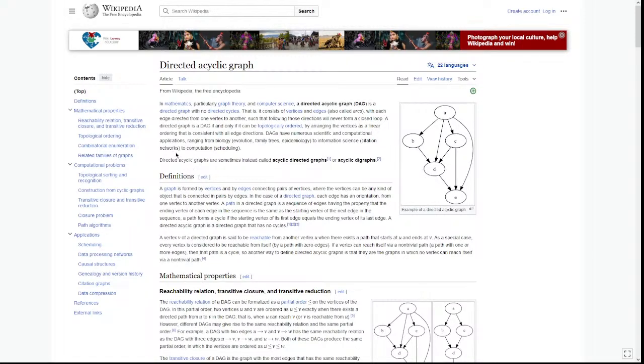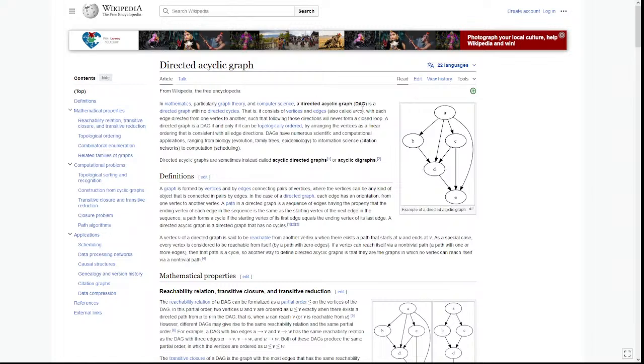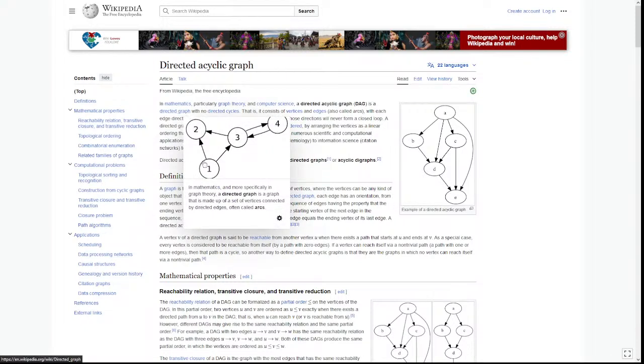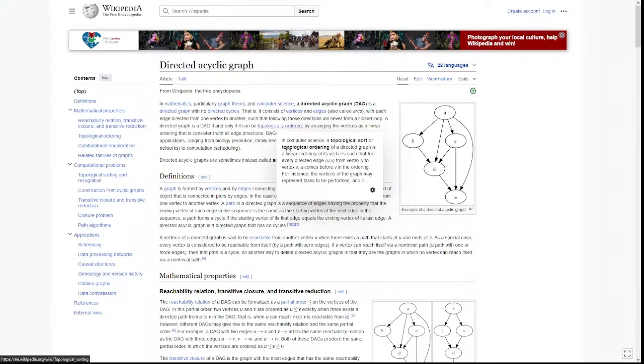In mathematics, particularly graph theory and computer science, a directed acyclic graph, DAG, is a directed graph with no directed cycles. A directed graph is a graph that's made up of a set of vertices connected by directed edges, often called arcs, such that following those directions will never form a closed loop. A directed graph is a DAG if and only if it can be topologically ordered. What does that mean? Oh, hey.